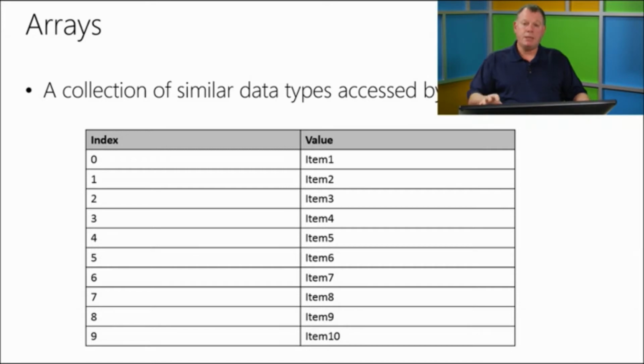The reason I did mix this up was because I want you to clearly understand that the index doesn't relate to a numbered value on the right-hand side. It's simply a way of gaining access to the value. If I wanted to pull item 3 out of there, I would have to use the array's index 2 to actually get to that value.